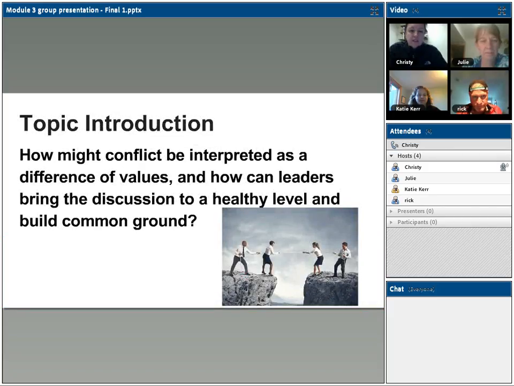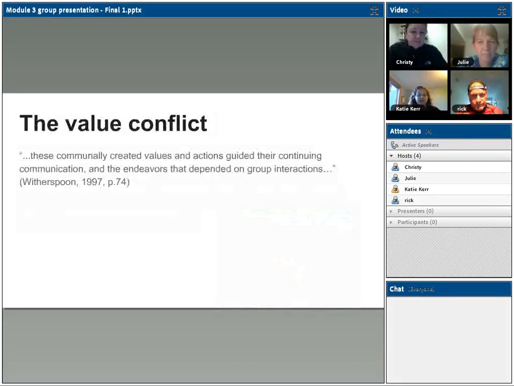The topic that we chose to address is how might conflict be interpreted as a difference of values, and how can leaders bring the discussion to a healthy level and build common ground. How might conflict be seen as a difference in values, Katie?